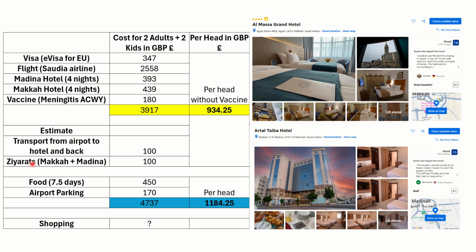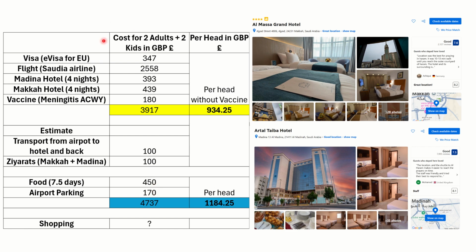And then I'm considering the other ziyarat cost, and transport from the hotel to the airport. I'm considering food for 7.5 days, because I will be traveling during those days as well, so it's not a full 8 days multiplied by 3 meals. And airport parking, because I'm going to be parking my car in the UK, and it's going to cost me like 170 pounds. So the per head cost would be 1184, like 1200 pounds, without considering shopping or any other spending, or the sadaqah, or if I have to give a dam, I'm not considering.